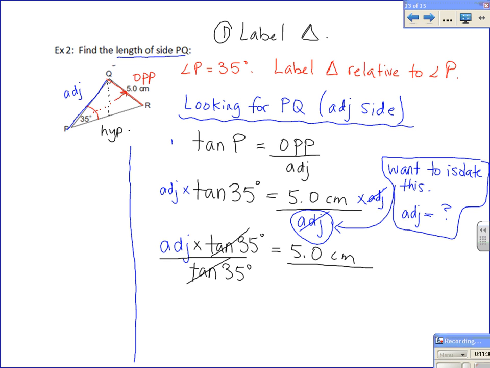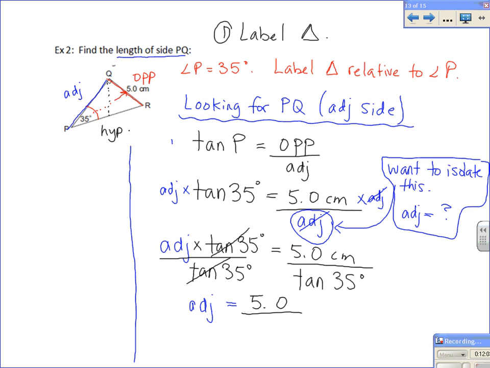That cancels out the tan of 35. I have 1 now over here, adjacent times 1. I'm going to have to also divide this side by the tan of 35 because whatever I do to one side, I have to do to the other side. So now I have adjacent equals 5.0 divided by the tan of 35.